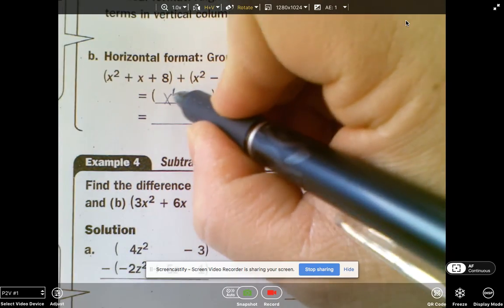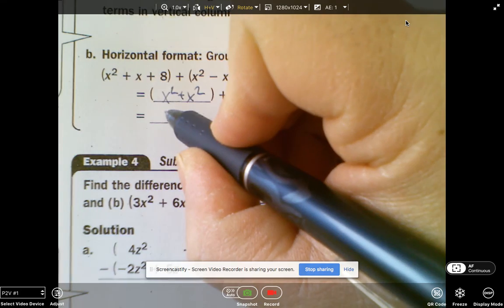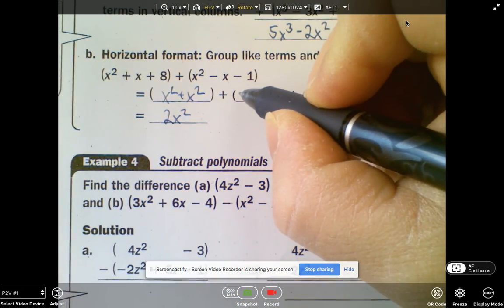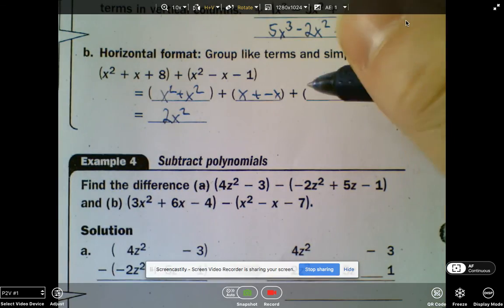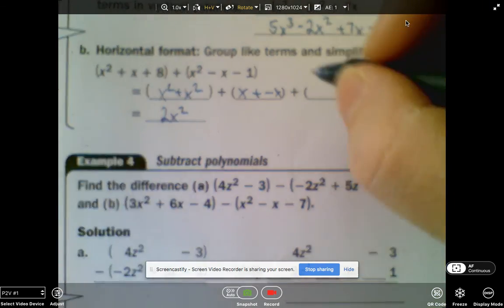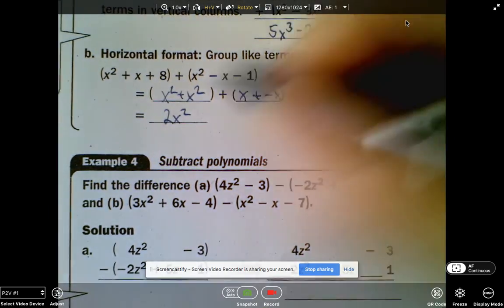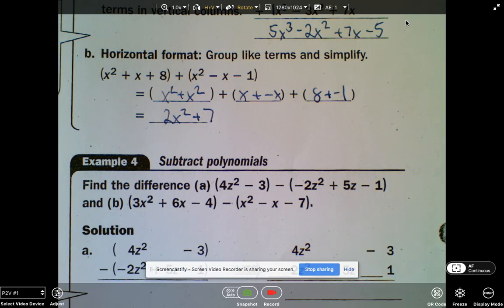So x squared plus x squared for degree 2 would be 2x squared. And then you have x plus negative x, which is just 0. And then for the constants, you have 8 plus negative 1, which is going to be plus 7. So that's the addition of those.